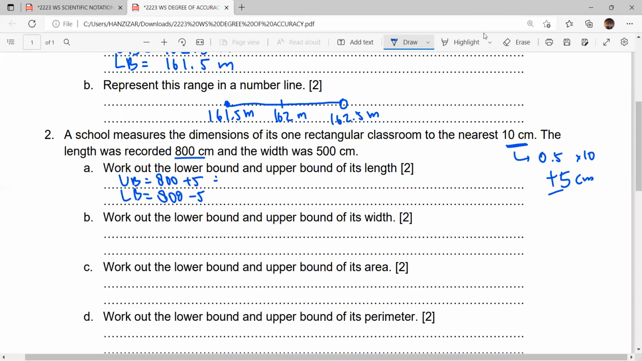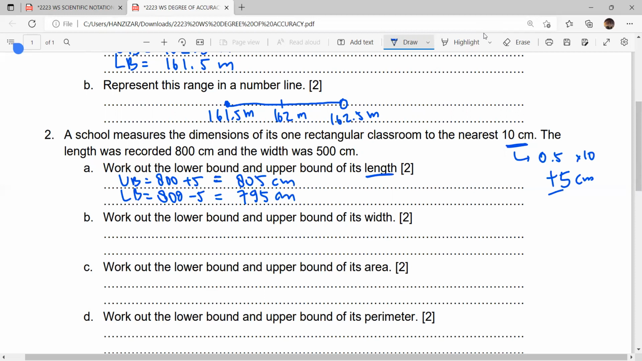So you cannot be confused between the length and the width. We are calculating the length. So you just use the 800. Right? Use the 800 centimeter. So 805 centimeter and 795 centimeter for the length.